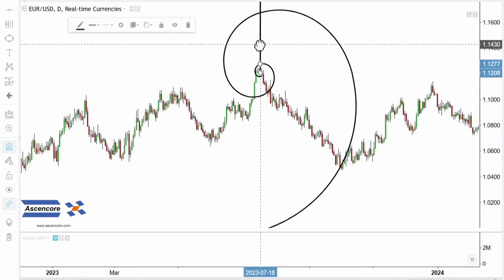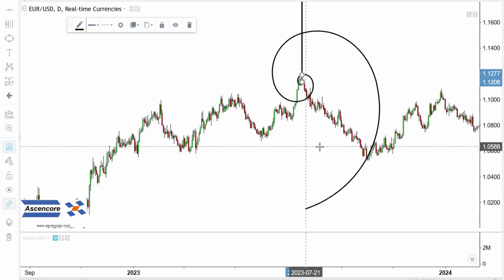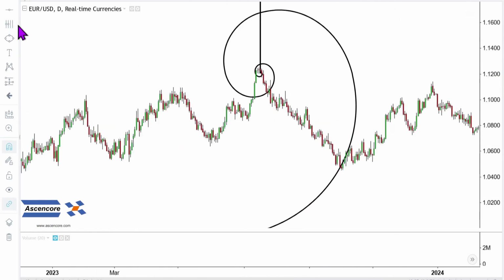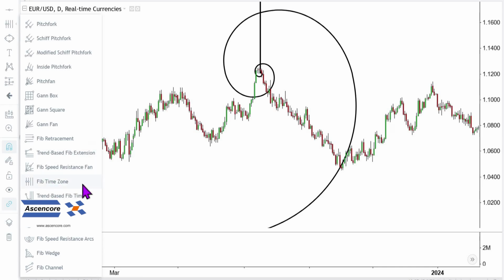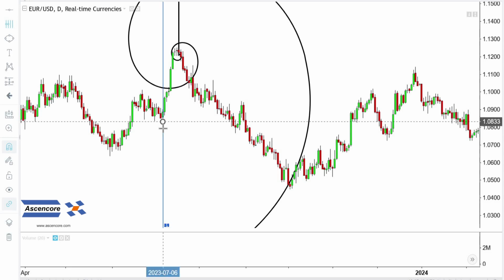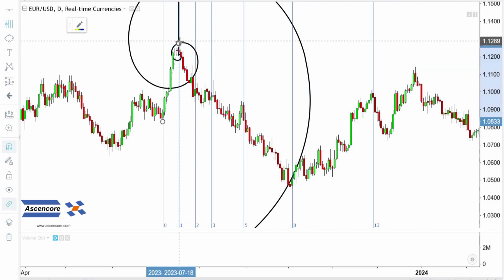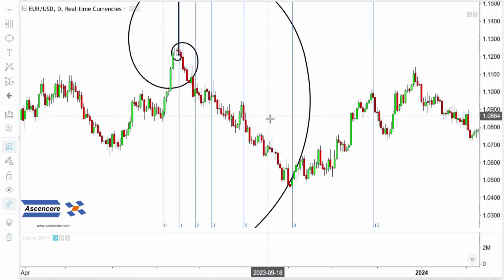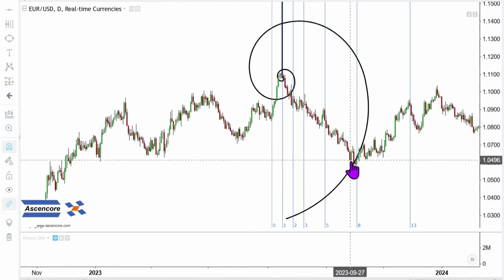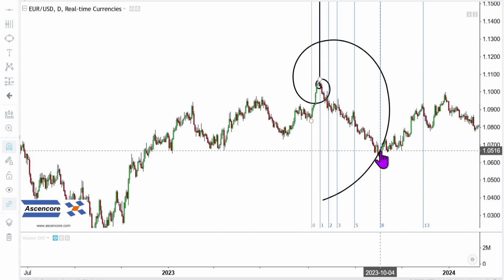Going to another time period and a different market, in this case Forex, we apply the spiral like we've been doing so far. Except now, let's focus on those vertical lines with the aspect of time using the Fibonacci time zone tool. The spiral intersects with the 8 time zone line at the clear support range, and this gives more confluence and reliability about the significance of this range.